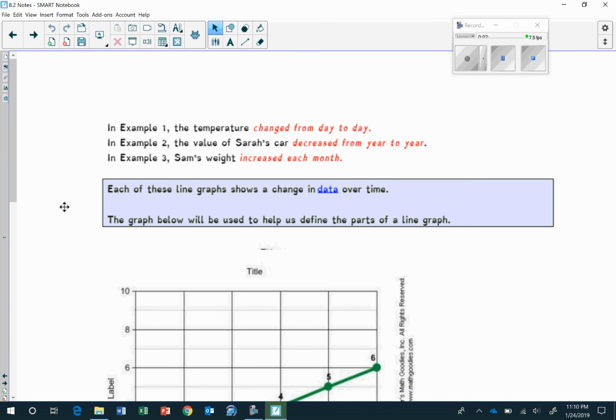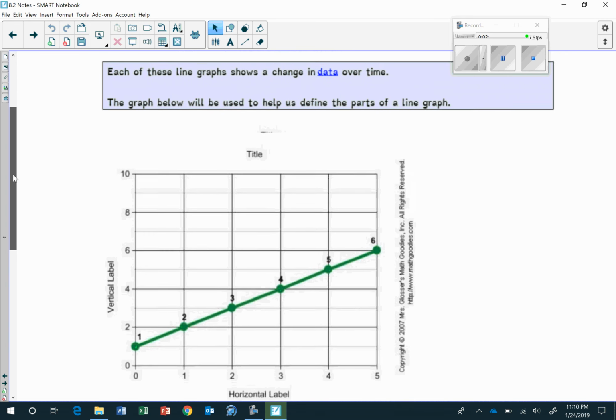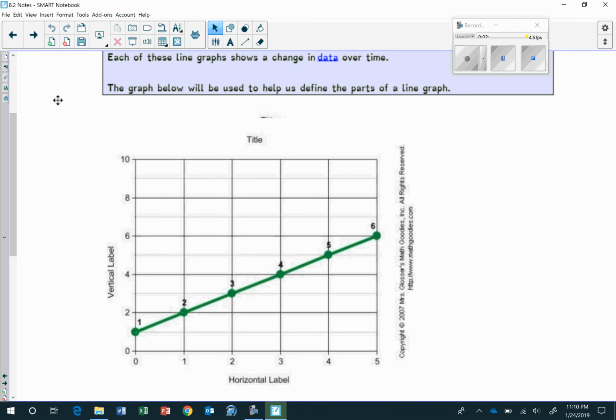So in example 1, the temperature changed from day to day. Example 2, the value of Sarah's car decreased from year to year. And example 3, Sam's weight increased each month. So all of our line graphs show a change in data over time. That's what a line graph is going to show you. So here's a graph we use to help us define the parts of a line graph.